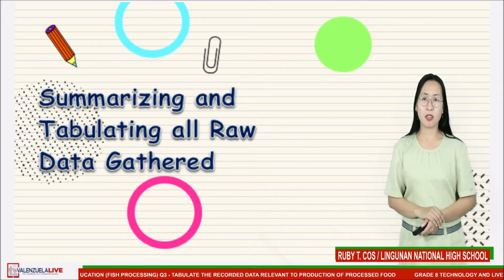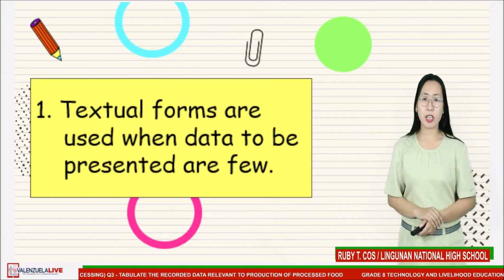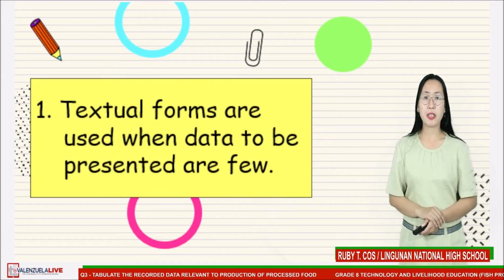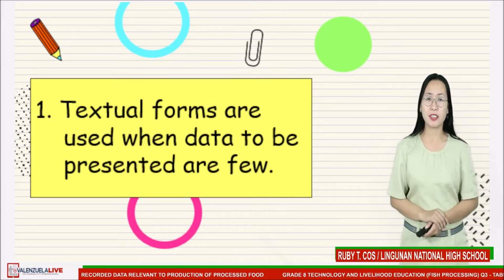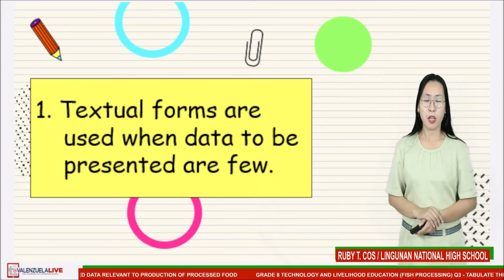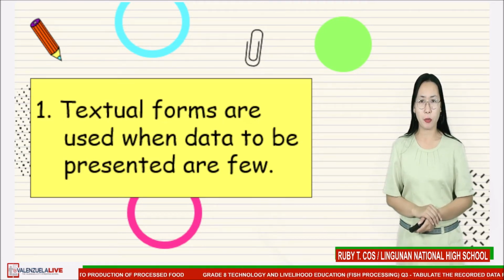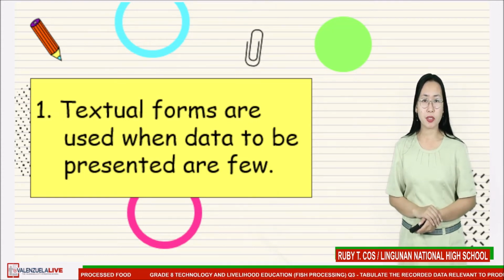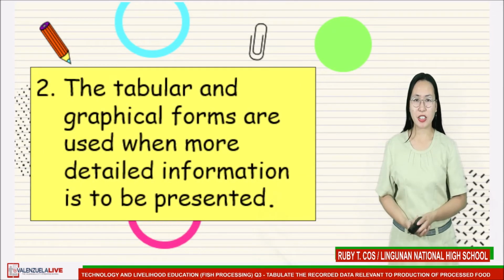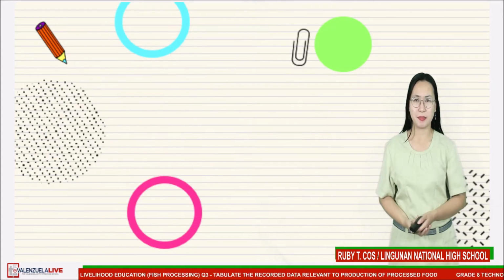Summarizing and tabulating raw data. Any set of information or data collected for study should be organized and analyzed systematically for easier and faster interpretation. To do this, collected data may be presented in any of the following forms. Number 1, textual forms are used when data to be presented are few. The tabular and graphical forms are used when more detailed information is to be presented.